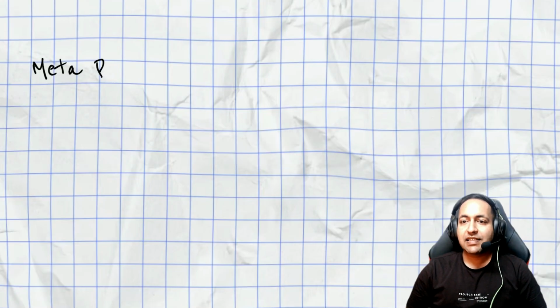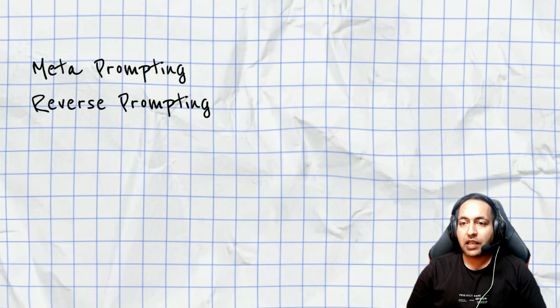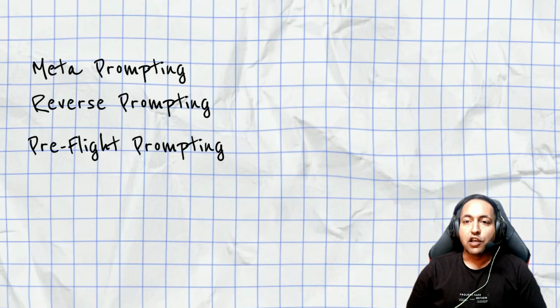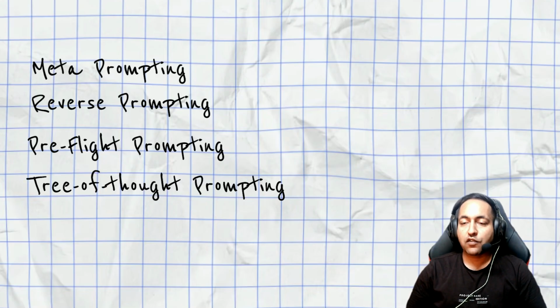In this part, you will understand what meta prompting is, and you will be able to use it to generate and refine prompts automatically. You will be able to apply reverse prompting to extract production ready prompts from the desired outputs. You will be able to use pre-flight prompting to gather context interactively before execution. You will be able to use tree of thoughts for complex exploratory reasoning tasks.